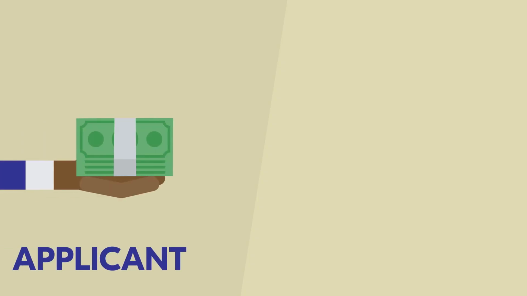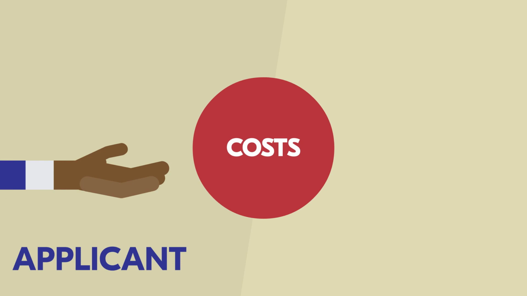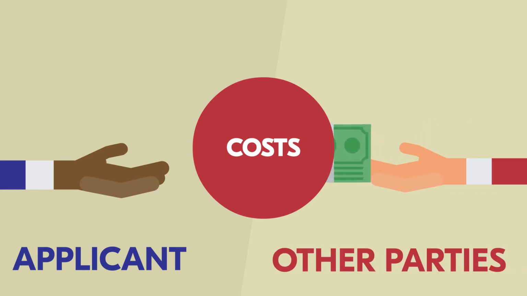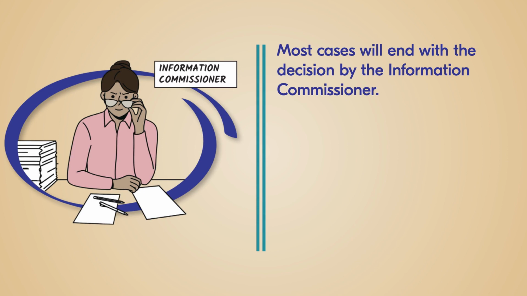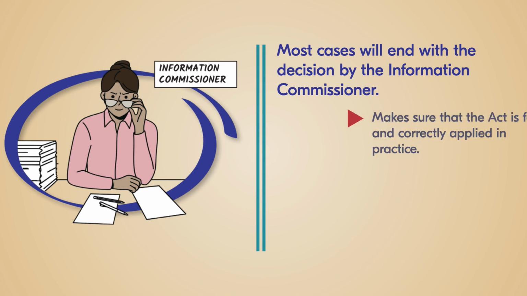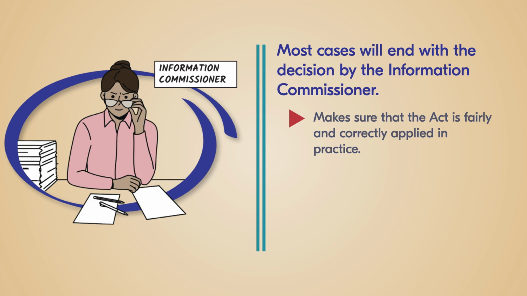There will be some costs involved with the High Court review. If your review is successful, the other parties might have to pay for these costs at the end of the day. But if you're not successful, you may have to pay the legal fees of the other parties. This means that most cases will end with a decision by the Information Commissioner, who plays a crucial role in making sure that the Act is fairly and correctly applied in practice.